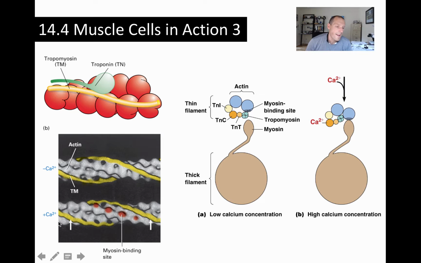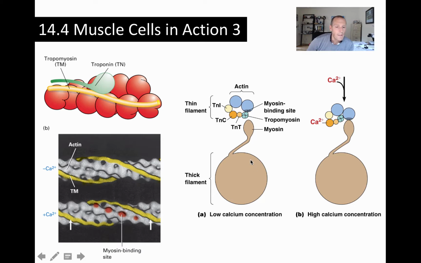Now, if we add calcium to this situation, the tropomyosin, in a troponin-dependent manner, slides out of the way slightly to reveal these myosin binding sites. And now myosin can get hold of the actin filament, and we can go through that whole cycle of cocking the head, releasing the phosphate, and doing a power stroke.